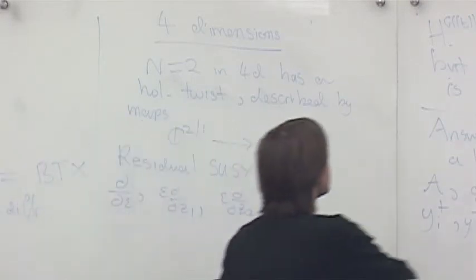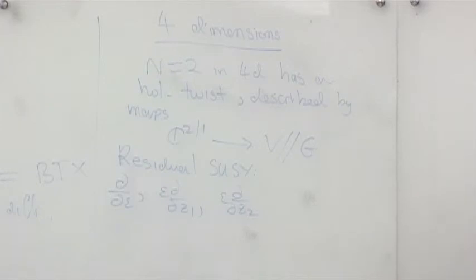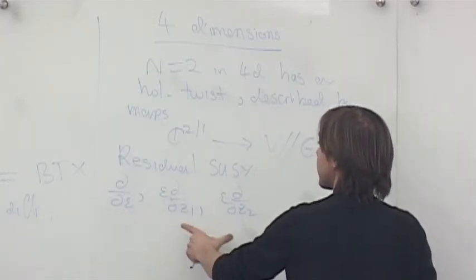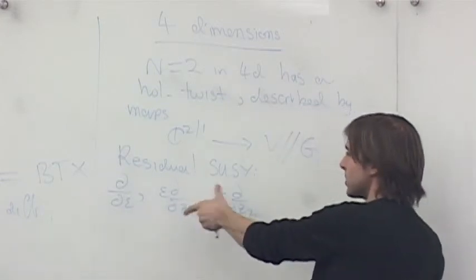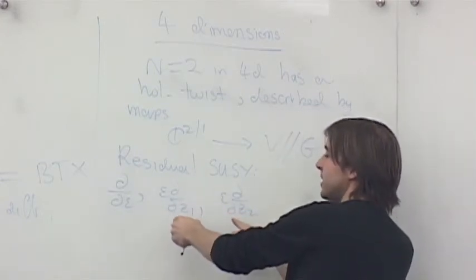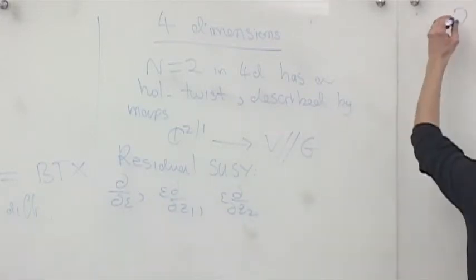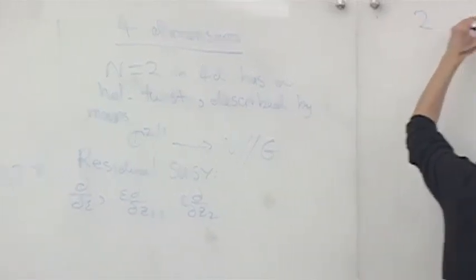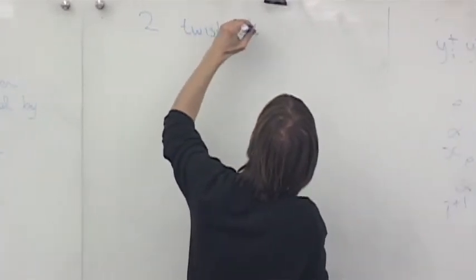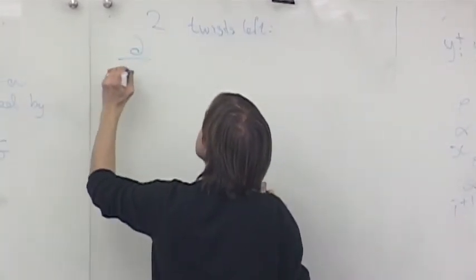So there are 3 possible twists, but I can take this one or some linear combination of these, and really anything I build from these can just be rotated into one of the variables. So there's really only 2 twists left. The one is the d by d epsilon.